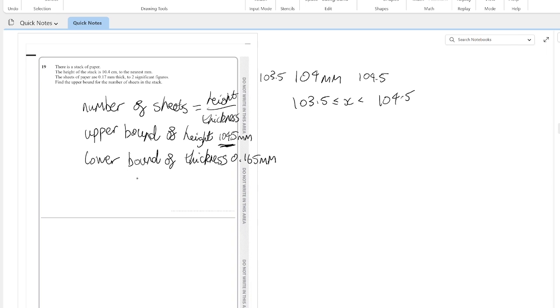millimeters. So if we do 104.5 divided by 0.165, this gives us 633.3 recurring. However, that's not the answer because we can't have a third of a paper, so we want the biggest whole number. And we would round down normally, but here we definitely want to round down because this is the theoretical maximum, so we cannot be going over this number. So the biggest whole number which is less than 633.3 recurring is 633.